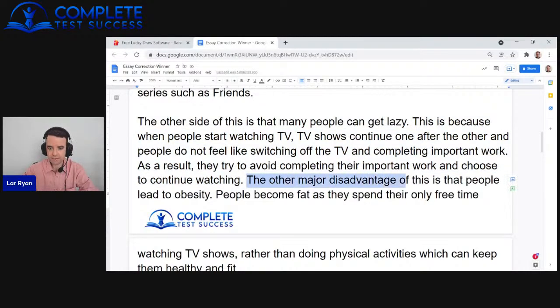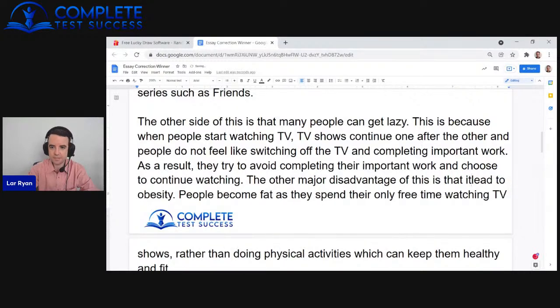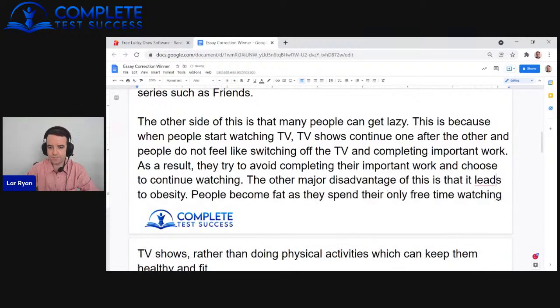The other major disadvantage is that people lead to obesity. No, so it's not people lead to obesity, it's that it leads to obesity. So the watching of television leads to obesity, not people lead to obesity. So let's just change, is that it leads to obesity. That was a little bit unclear.